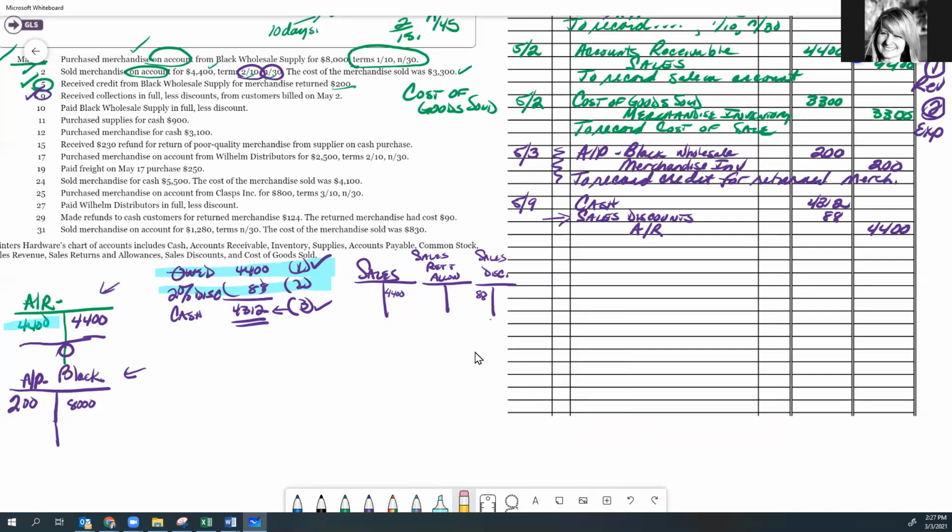And also our sales discount is put into a separate account because we also want to track how well we're doing with this incentive. Are our customers taking advantage of it? Is it working? So we put it in a separate account. So our sales account just has our gross sales, and the things that reduce sales go in their own separate account with a debit balance. Okay, so that takes care of the transaction on 5/9.